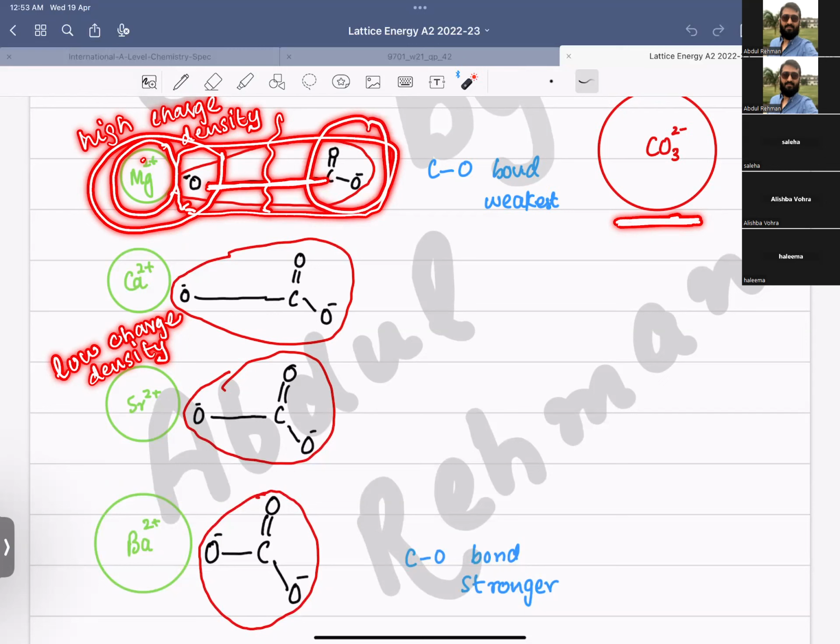Yes, sir. So here if you see, the size of the cation is bigger, so the distortion is less, so the bond length is less than the bond length that was in magnesium carbonate, due to which this bond becomes stronger, and hence to break this bond we need a higher temperature. Is this clear now? Yes, sir. Thank you.